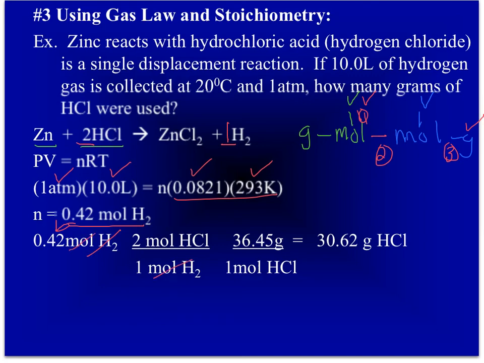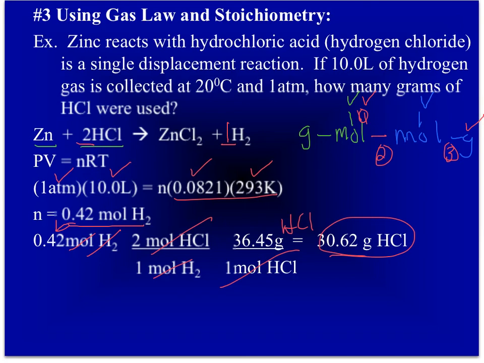And the very last step is moles to grams. And we need to look up the molar mass of HCl on our periodic table. 1 hydrogen, 1 chlorine gives us 36.45. So moles of HCl will cancel out, and we'll be left with grams of HCl. And that gives us 30.62 grams of HCl.